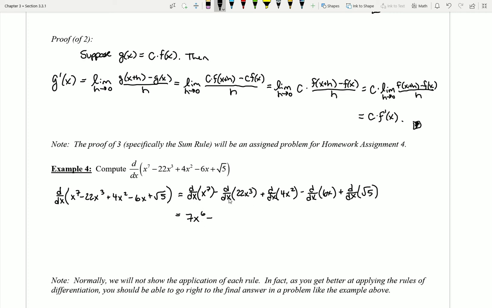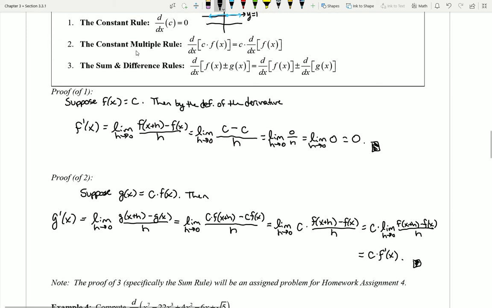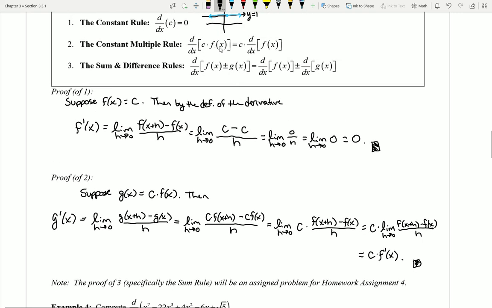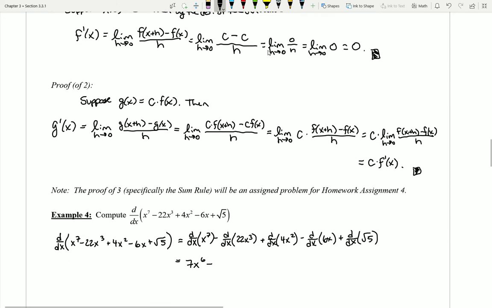Now how do I calculate the derivative of this part? Well, notice that I have a constant being multiplied to another formula. So this might be a good time to use something like the constant multiple rule. 22 is kind of like playing the role of c, and my x to the 3rd is kind of playing the role of this f of x. And so I could take the 22 out and just focus on the derivative of that x to the 3rd. So I'll write that as 22 times the derivative of x to the 3rd.